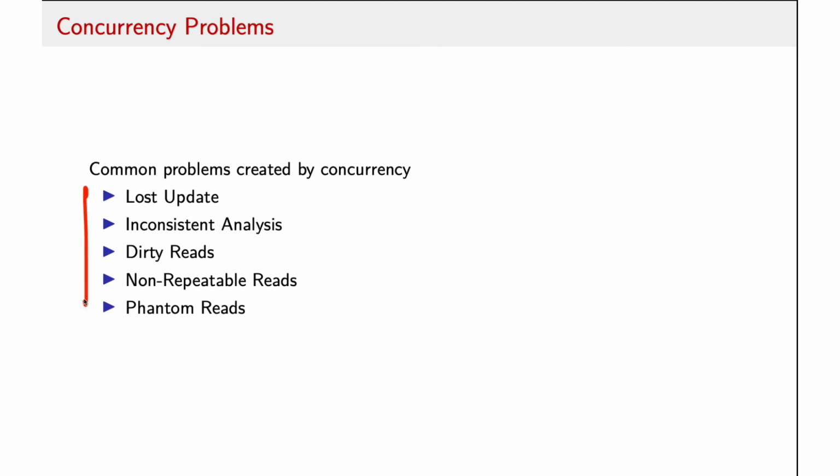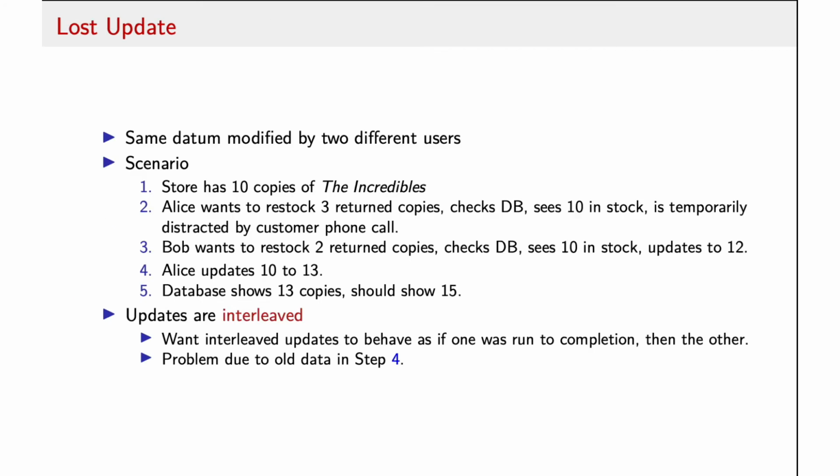So here's a laundry list of these things. We're just going to walk down this list one at a time. First of all, what's called a lost update, and I'm again using our little DVD rental database here, but a lost update basically is that you have some datum, some piece of data in the database that's modified by two different users. So here's a scenario from our DVD rental database.